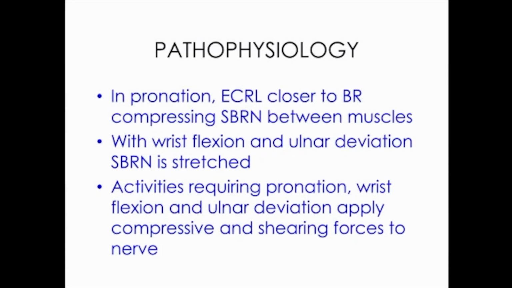So in pronation, the ECRL moves closer to the brachioradialis, compressing the superficial branch of the radial nerve between the muscles. And with wrist flexion and ulnar deviation, the nerve is stretched. So activities requiring pronation, wrist flexion, and ulnar deviation apply both a compressive and a shearing force to the nerve.